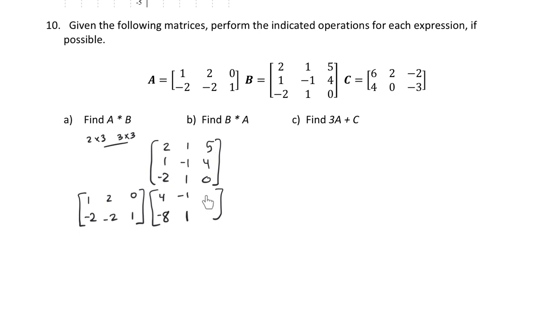Here we have top row, third column. So 1 times 5 is 5. 2 times 4 is 8. And then 0 times 0. So 5 plus 8 is 13. And then finally, this entry is bottom row, third column. So that's negative 10, and that's negative 8, and that's 0. So negative 10 and negative 8 and 0 is negative 18.